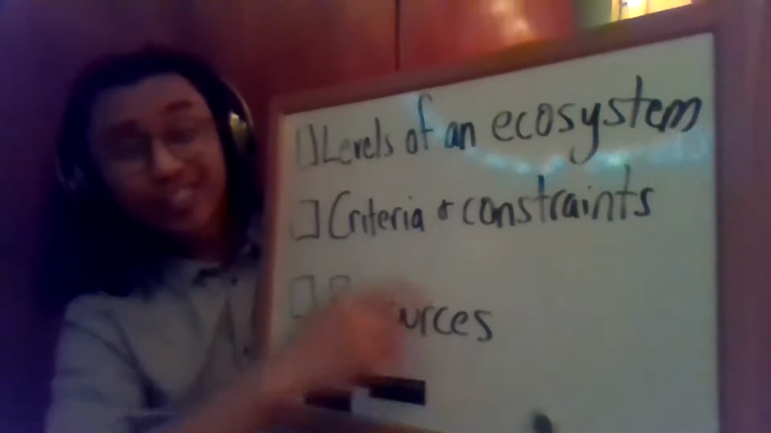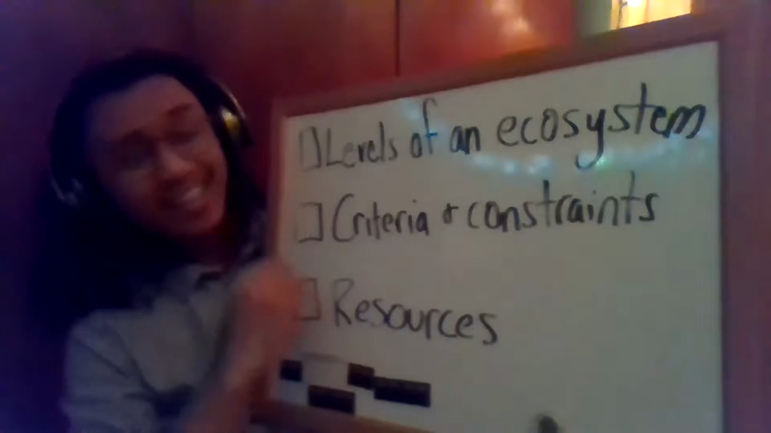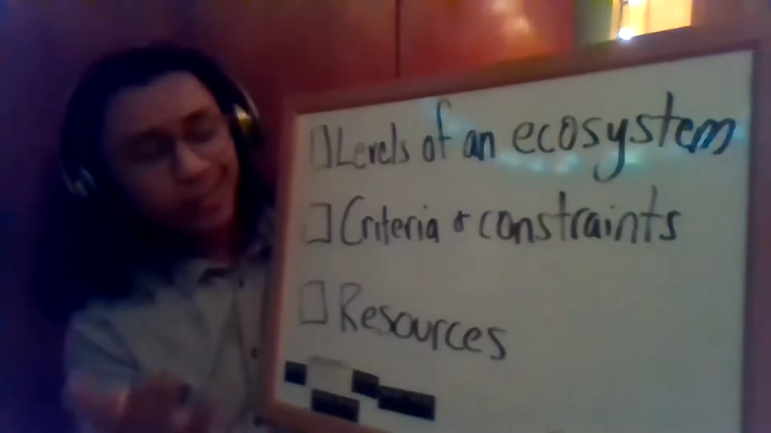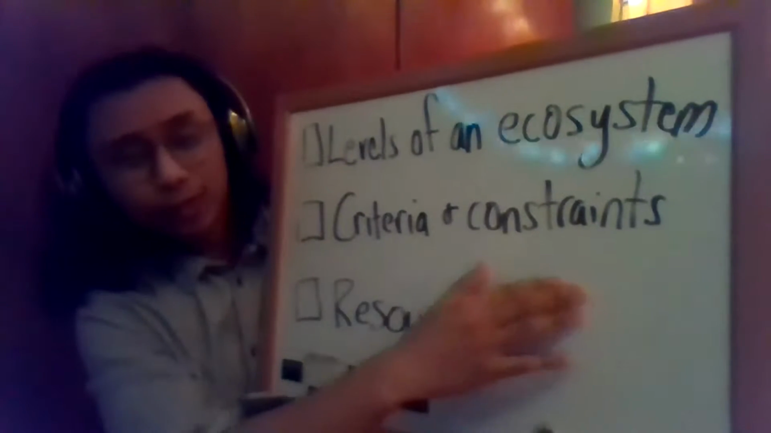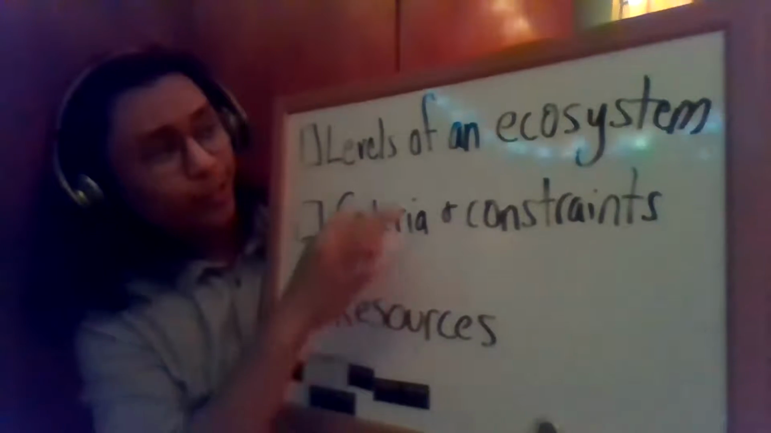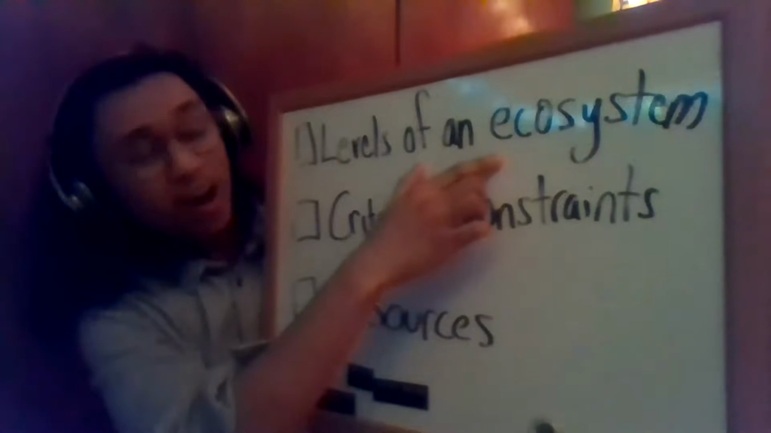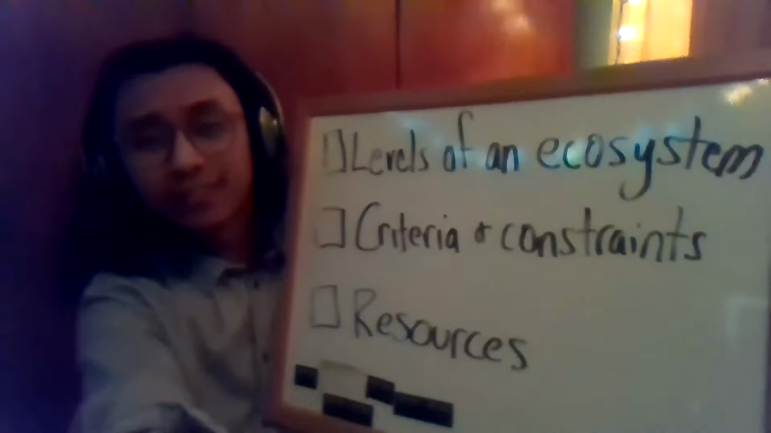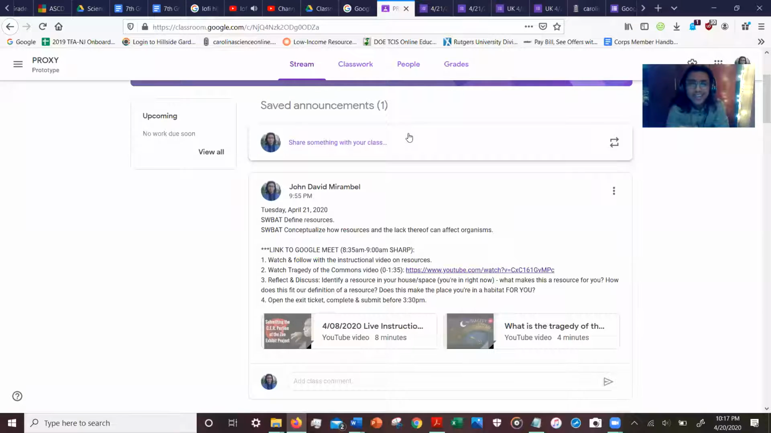And we're moving on to resources, the thing that ties all this together. Resources are the thing that makes it difficult to achieve our goals, and also the thing that helps make organisms interact at different levels of an ecosystem. Today's goals are to define resources and to conceptualize, or think about, how resources and the lack of resources can affect organisms.